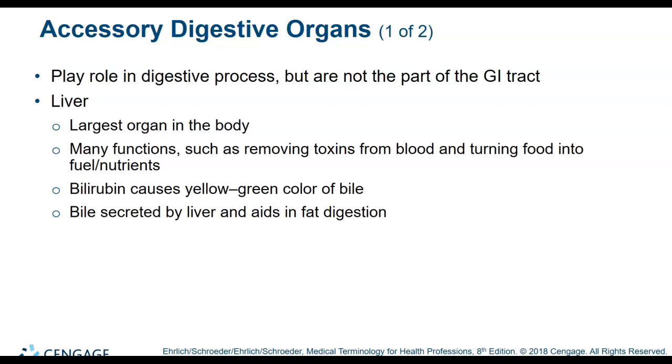So the liver is actually our largest organ in the body. It has so many functions. One of the biggest functions of our liver is it actually removes all the toxins from our blood and turns that food into fuel or nutrients. It actually helps break things down, and it's really, really important. Bilirubin actually causes that yellow-green color of the bile, and the bile then is secreted by the liver and then aids in the fat digestion.